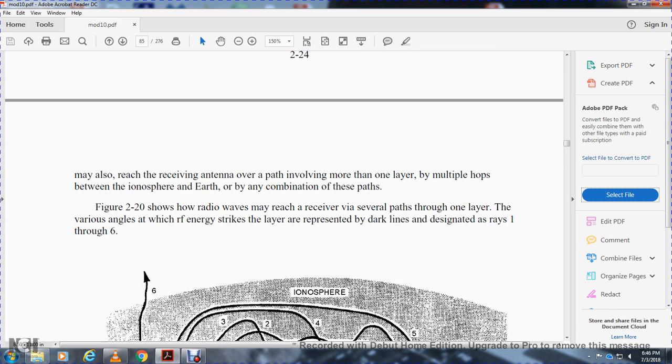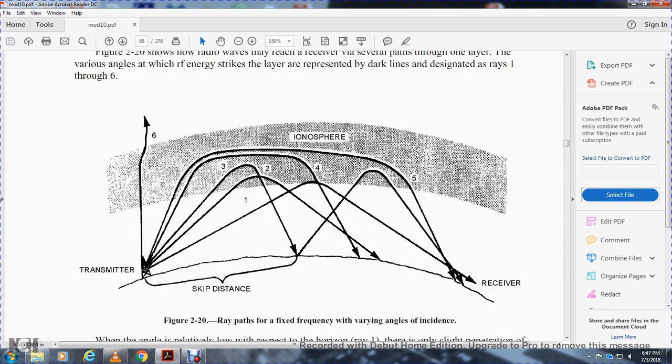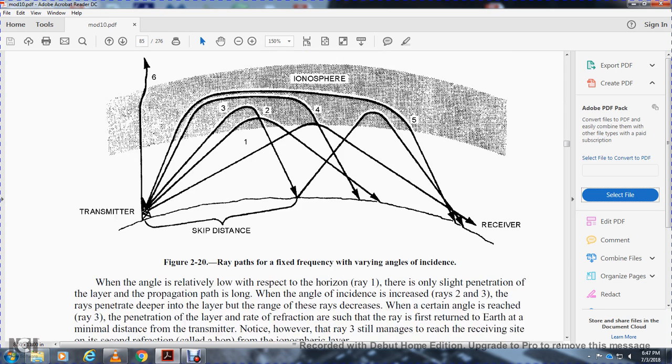Figure 220 shows how the radio waves may reach the receiver over a path with one layer. The various angles at which the radio frequency energy strikes the layer are represented by the dark lines designated rays 1 through 6. Figure 220 shows the rays of the frequency at varying angles of incidence from the transmitter: 1, 2, 3, 4, 5, 6, the skip distance, and the receiver.